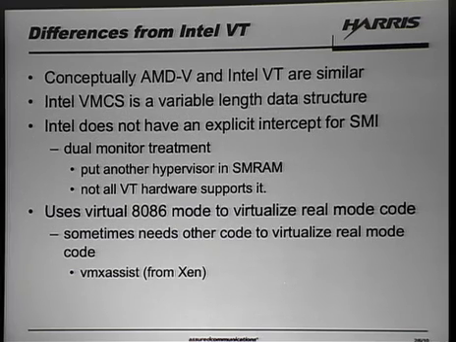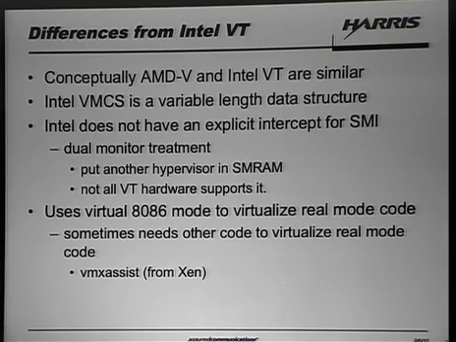So I quickly looked at Intel's VT to figure out how they were doing this as well. The technologies are conceptually very similar. Important things that are different are the VMCS, the virtual machine control structure that Intel has. It's a variable length data structure, and not all features seem to be supported across everything that supports VT. Again, the other thing I couldn't find was an explicit intercept for system mode interrupts defined in the data structure. I need to look again just to make sure that's correct.